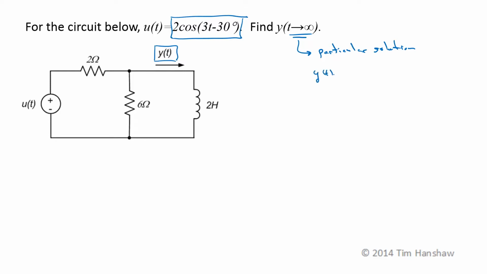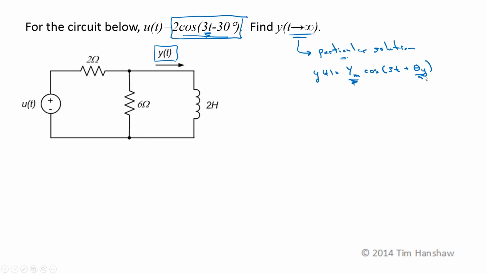So y of t is going to look like some magnitude y sub m cosine of the same frequency, 3 radians per second times t, plus some phase angle theta sub y. And we need to find the magnitude and the phase angle, and then we know everything we need to know about this. Now to get this steady state solution or particular solution, we can just plug u of t and y of t into the differential equation governing the circuit and solve for y sub m and theta y.